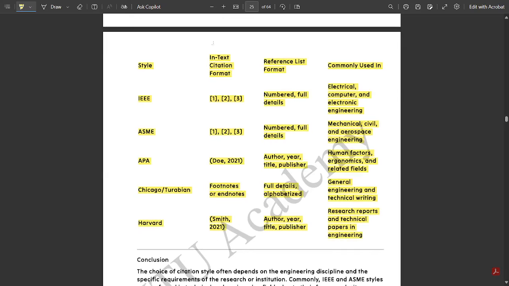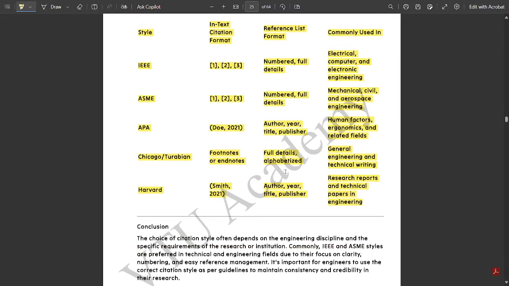They mentioned here the in-text citation, reference list, and where each is commonly used. In short, it is mentioned here for all five of them. So if you read this much and try to understand it, you can simply write it in a proper way. So please go through it. Some key points I have mentioned like this for this answer.